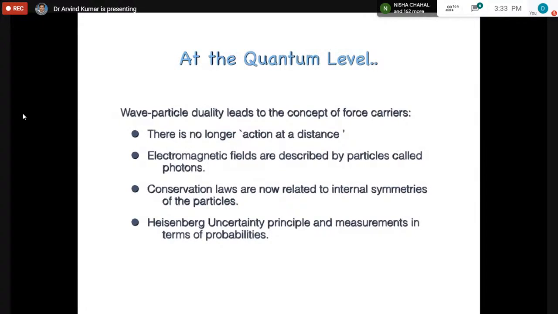The conservation laws are related to internal symmetries of these particles. For example, electric charge is related to an internal symmetry, which we'll see a little bit later. This is purely possible because it's a quantum mechanical and relativistic system, so you cannot really have an action at a distance at the end of the day. Every force interaction has a force carrier along with it. Next slide, please.